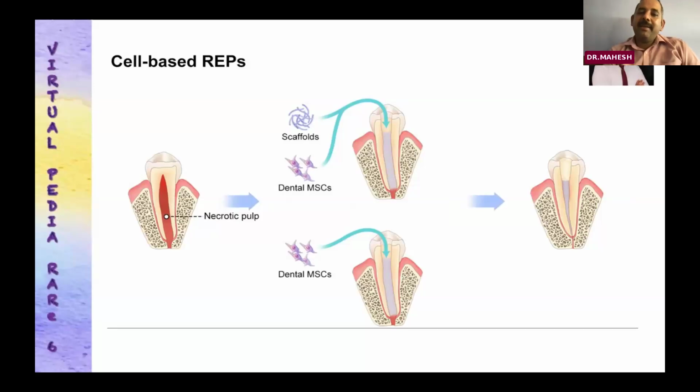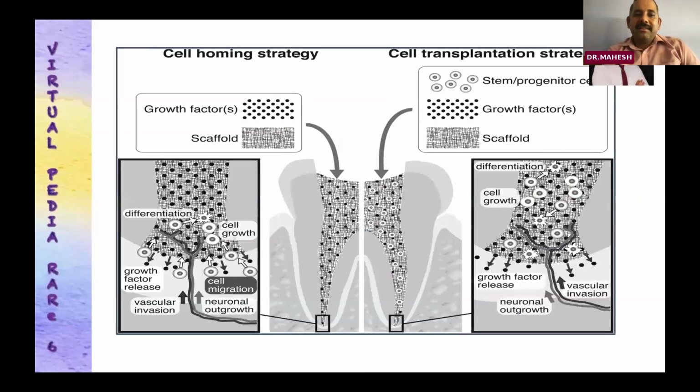And the last one is cell-based regenerative endodontic procedures, where you provide the cells also, the scaffolds, the complete environment for the pulp dentin complex to form, which is going to help in the regeneration process. So this is the schematic diagram which shows the difference between your cell homing strategy and your cell transplanting strategy. In cell homing, you just provide the growth factors and the scaffold. So the stem cells are going to migrate from some other location based on your chemical signals. They come here, they grow, they differentiate, then they establish a pulp dentin complex. Whereas in cell transplantation, you keep all three factors inside the canal so that it differentiates and then forms the pulp dentin complex.